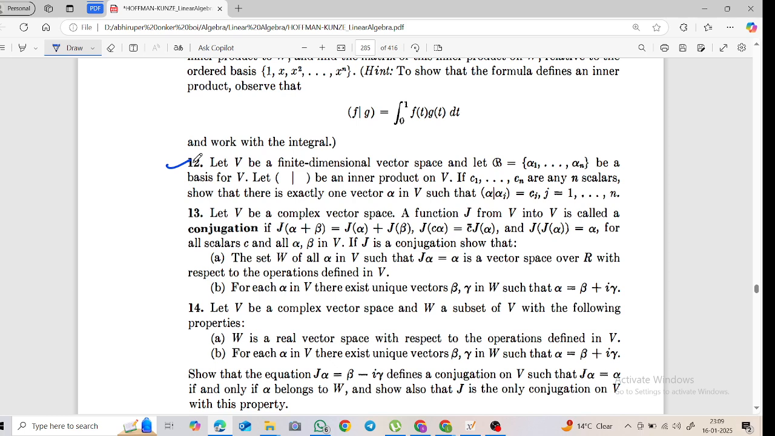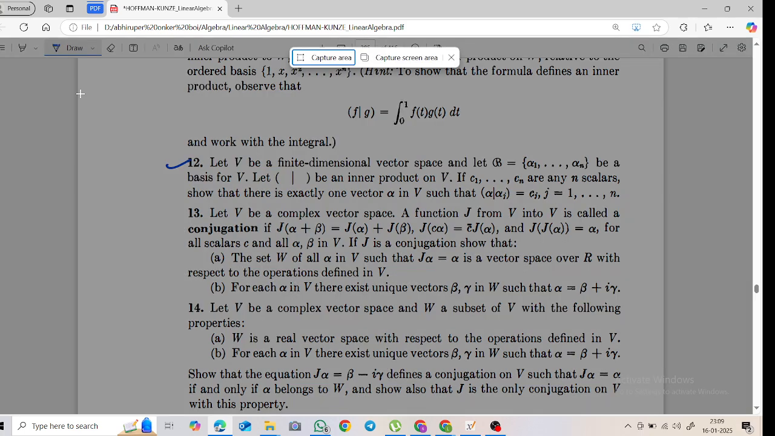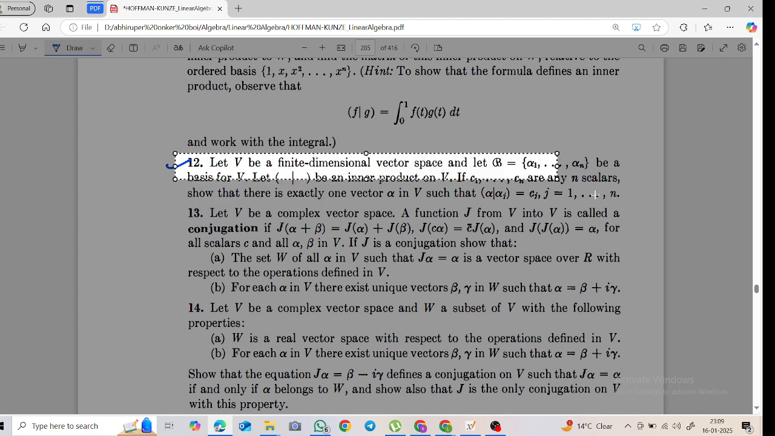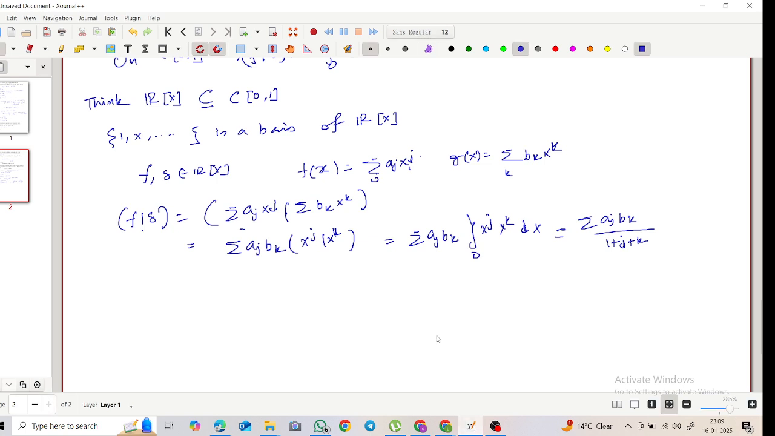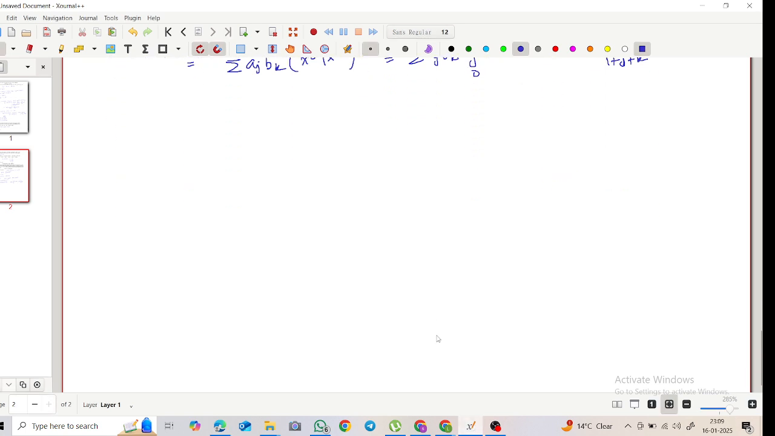Okay, let's try 12. That's the beauty of Hoffman and Kunze. I believe the problems are very good and these problems are also doable, unlike some other books.